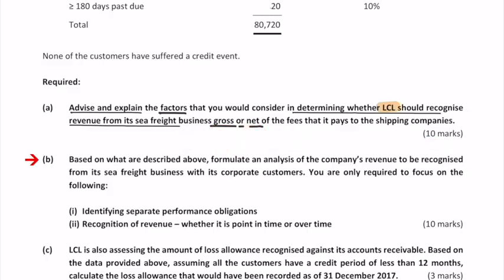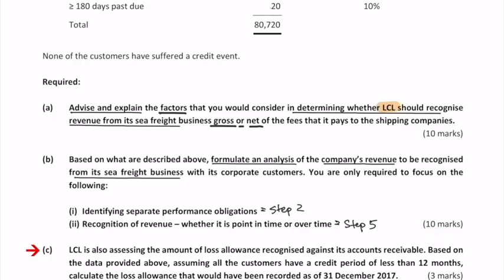Based on what is described above, formulate an analysis on the company's revenue to be recognized from the sea freight business with the corporate customer. You are only required to focus on identifying separate performance obligations. That means this is talking about Step 2. Recognition of revenue, whether it's at a point in time or over time, is talking about Step 5. The 10 marks should be focusing on Step 2 and Step 5. Do not need to mention Steps 1, 3, 4.